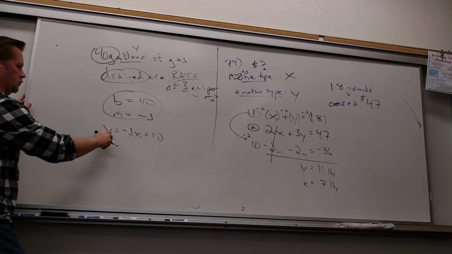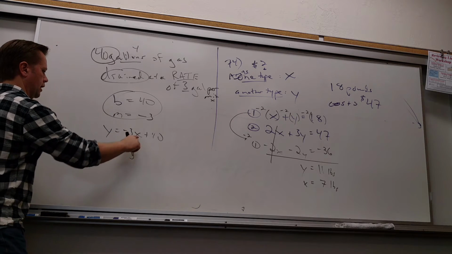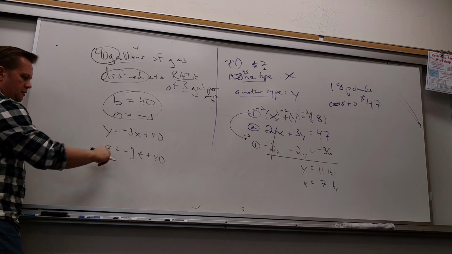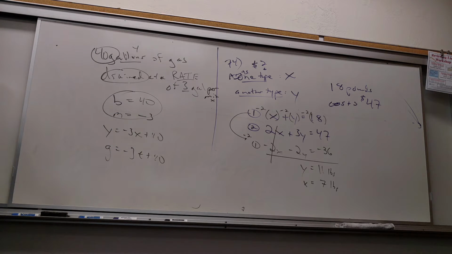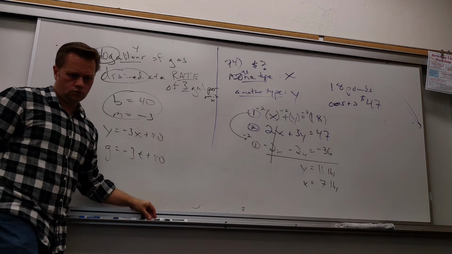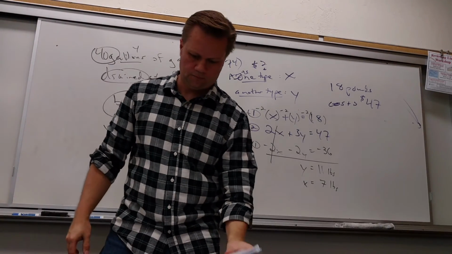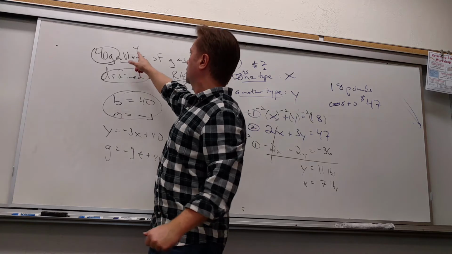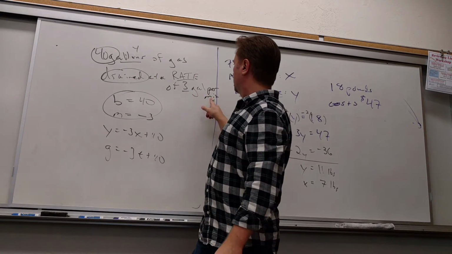And actually, instead of using y, I could use g, and instead of using x, I could use t. Why does that make sense? Because that's time, and that's gallons. Or use y and x, that's fine. And it says specify what each variable represents, just like we did here. So y is gallons, and x is minutes.